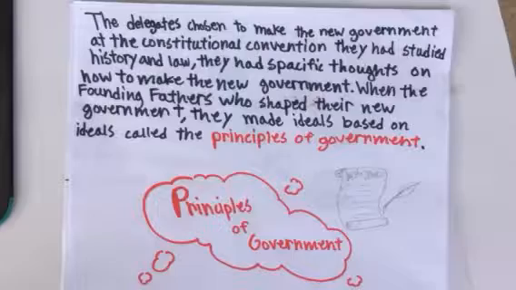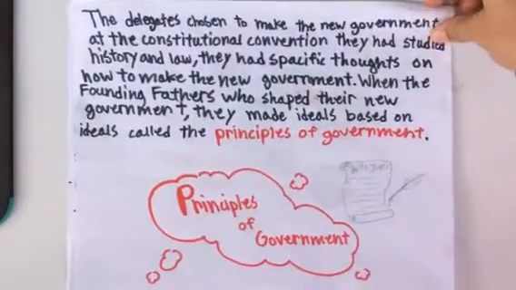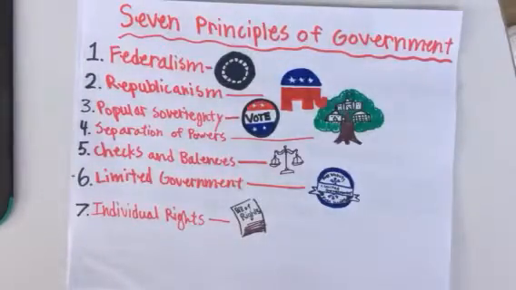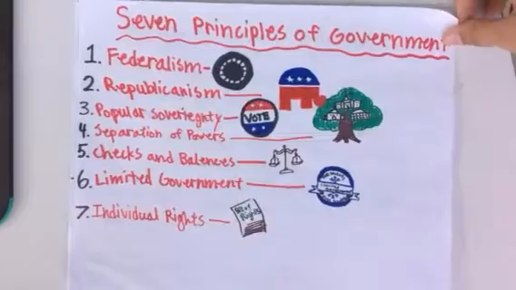Principles of government. The debates were chosen to make the new government at the Constitutional Convention. They had studied history and law. They had specific thoughts on how to make the new government. Seven principles of government: republicanism, federalism, popular sovereignty, separation of powers, checks and balances, limited government, individual rights.